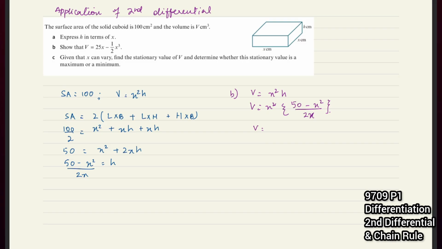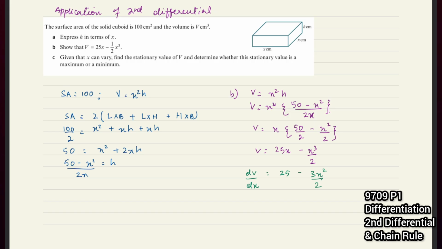Now let's solve the bracket inside first: 50/2 minus x²/2. Let's take the x inside. V is equal to 25x - x³/2, hence proven. Next, given that x can vary, find the stationary value of V and determine whether this stationary value is a minimum or maximum. Means we pick the expression for volume and we find the first differential. dV/dx is equal to 25 - 3x²/2.